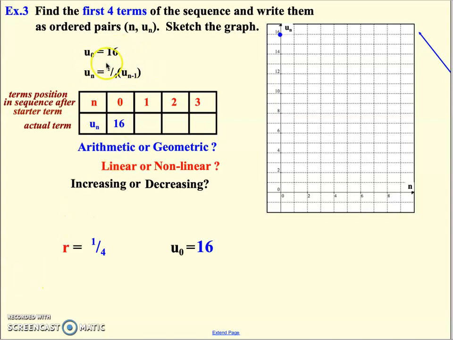So multiplication, so I know it's geometric. We've got our u sub 0, which is our y-intercept. That point's already been plotted. r is 1/4.